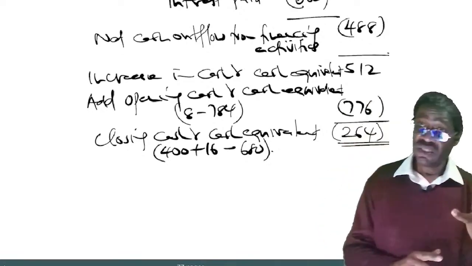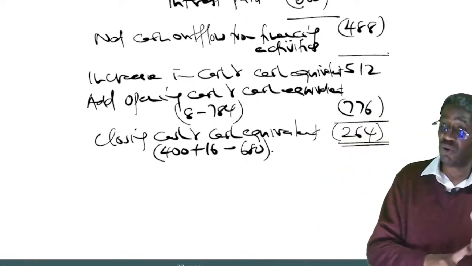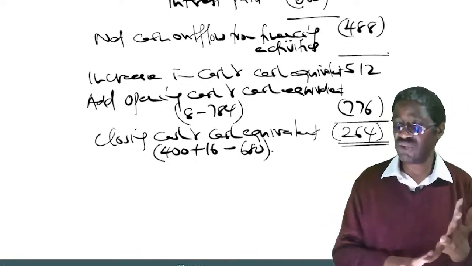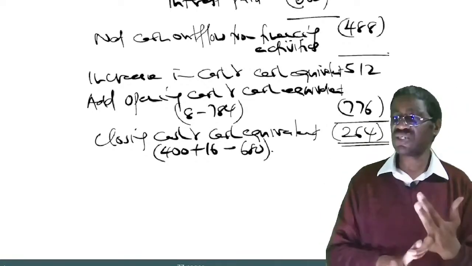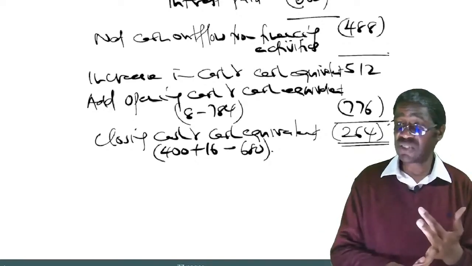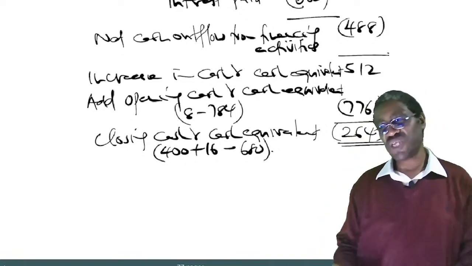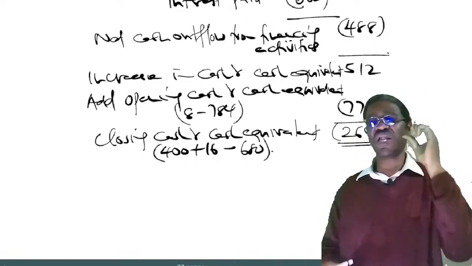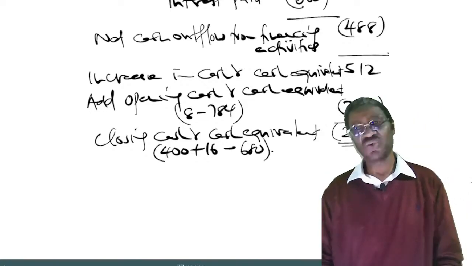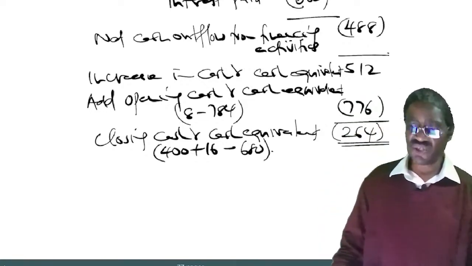Don't forget. We said when it comes to cash flow from operating using direct, you need cash received from customers. You need cash paid to suppliers. And you need the cash paid for services rendered. Those are the 3 figures we shall have to calculate. Then we do the cash flow. Good. So maybe for today we can stop there.